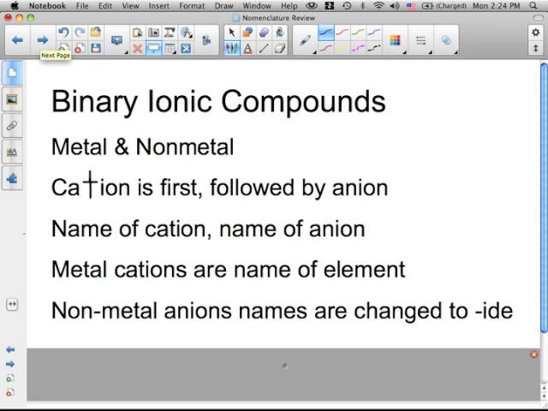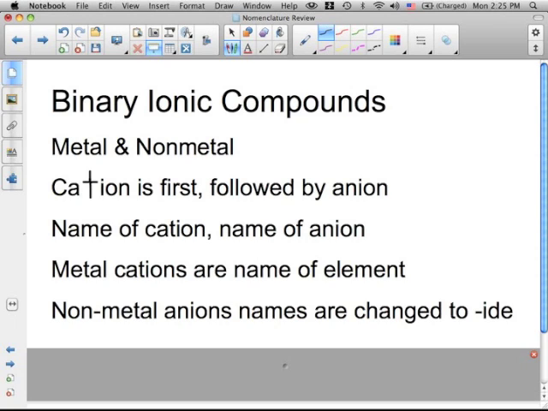Binary ionic compounds consist of a metal and a nonmetal. To name these compounds, you name the cation first, and you can see by my lovely T there, cation, those are the positive ions. The cations are named first, followed by an anion. The anion is the negatively charged ion, and if it is a single element, the end of the anion is changed to IDE. To name a binary ionic compound, you name the cation first, and then name the anion, and that's all there is to it.